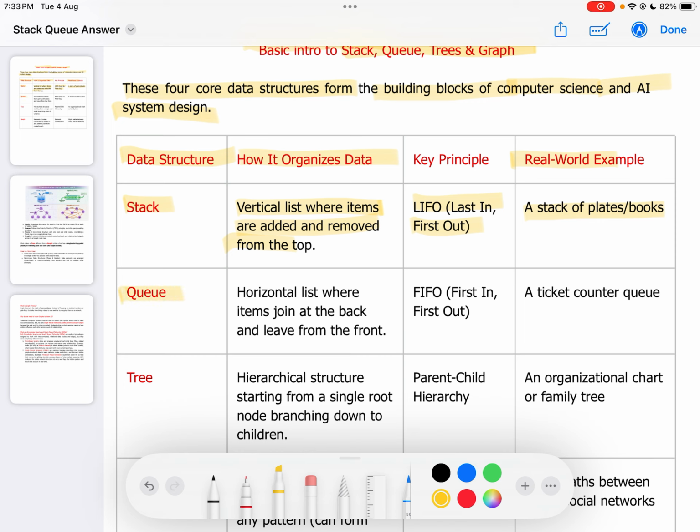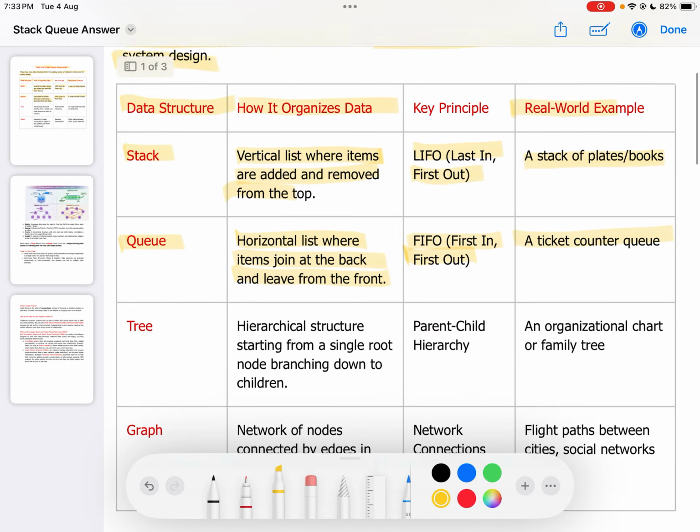Second is queue. Queue is a horizontal list where items join at the back and leave from the front. This is FIFO, first in, first out. A ticket counter, a cinema ticket you would have booked, where first in, first out is the principle.